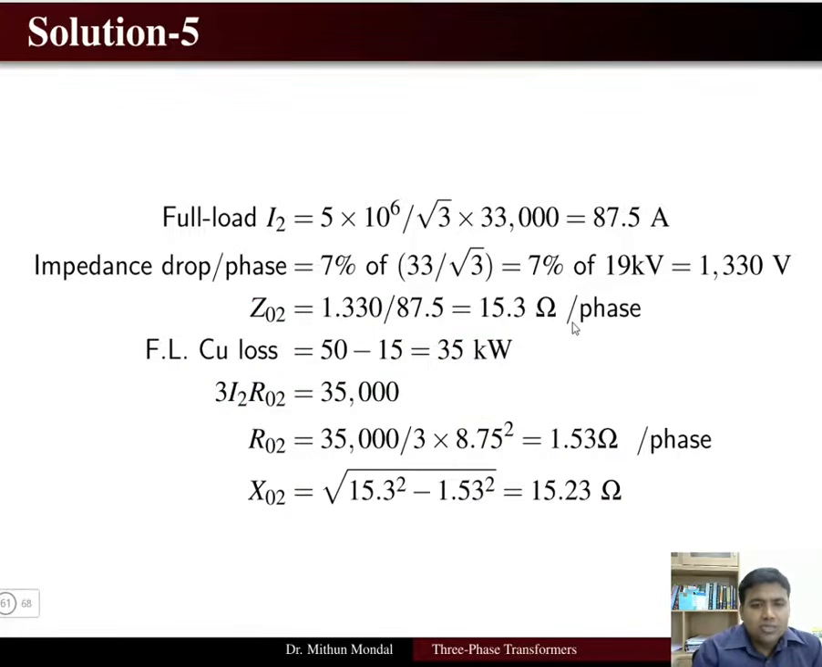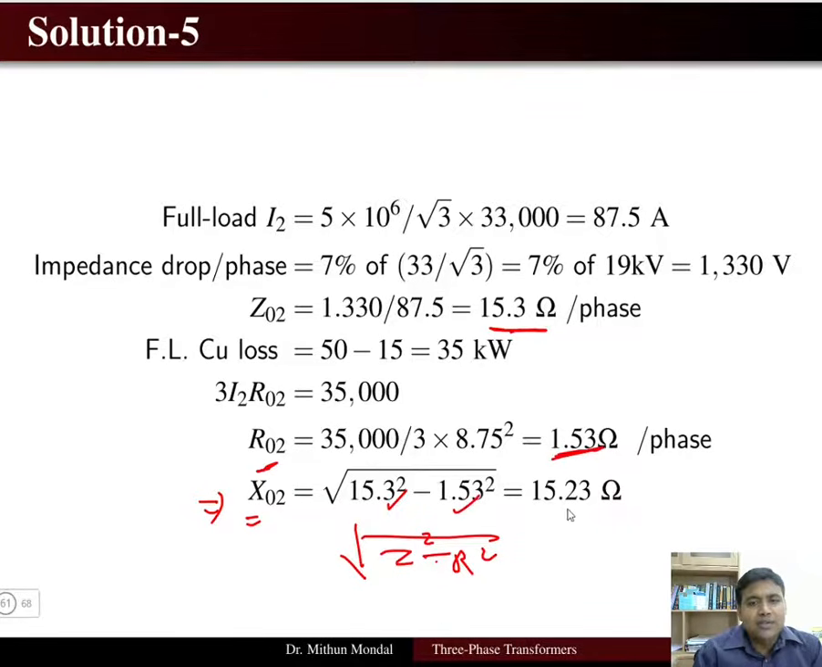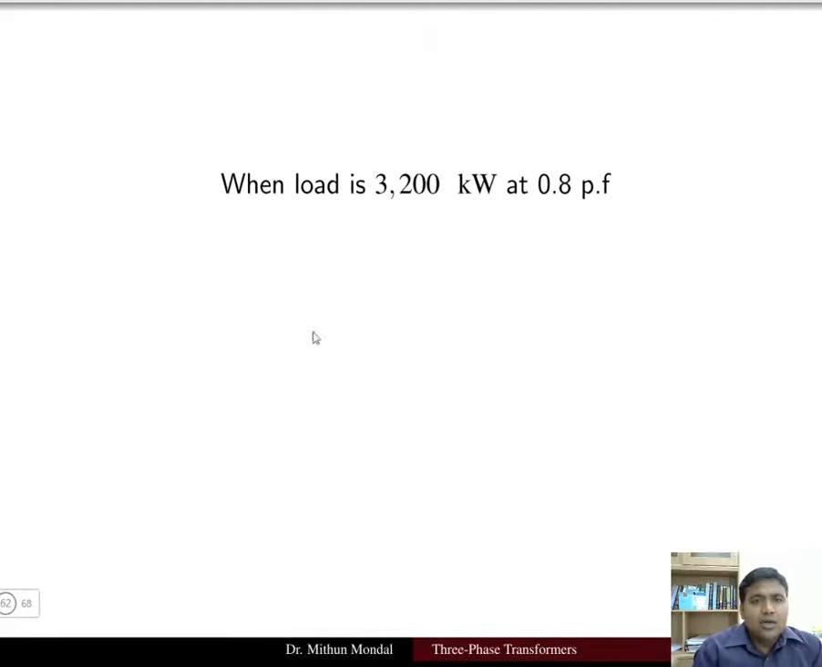The total impedance we also know, so it will be easy to find the total reactance of the machine with the square root of Z square minus R square. Z being 15.3 ohms per phase, and the resistance is basically 1.53 ohm. So the square root of Z square minus R square gives 15.23 as the net reactance of the machine. Then the load information is given to be 3200 kilowatt and 0.8 power factor.